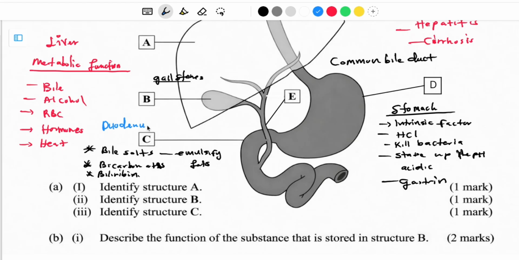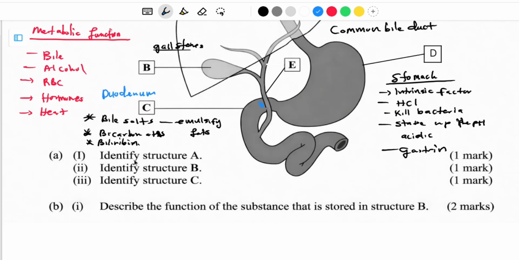Duodenum. So duodenum is part of the small intestine. So you have to know the function of the duodenum and where it is located. Some can say this is the pylorus, but pylorus is somewhere here. The pylorus of the stomach. And this part is the starting point of the duodenum. Now the duodenum, that is where the emulsification of fats takes place, and it also contains the brush border enzymes, which are involved in the digestion of carbohydrates, proteins, as well as other things.